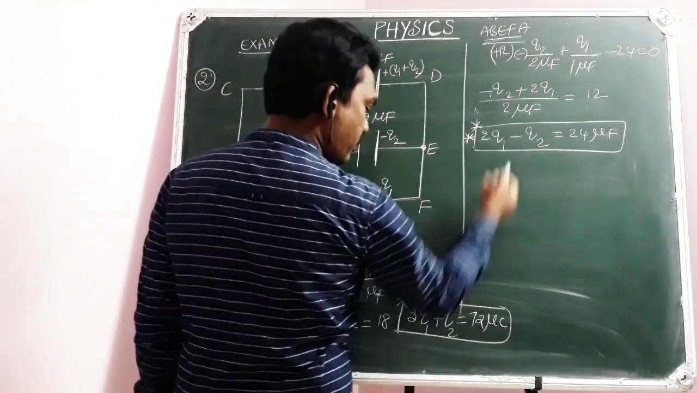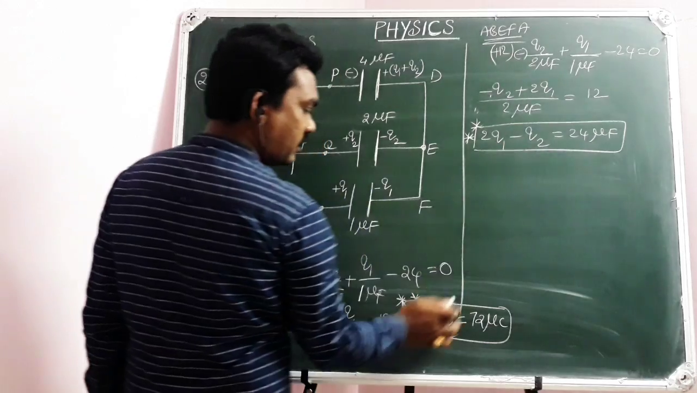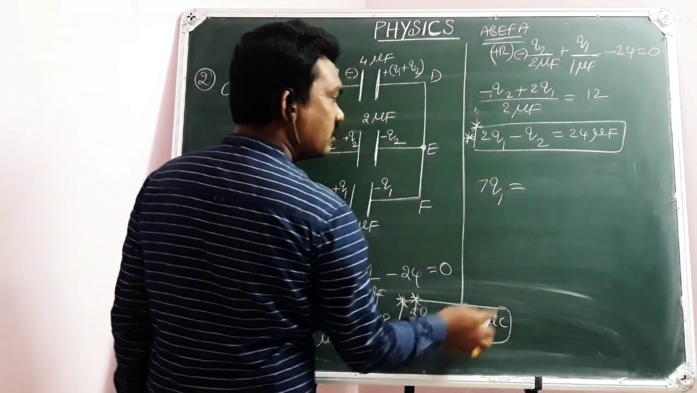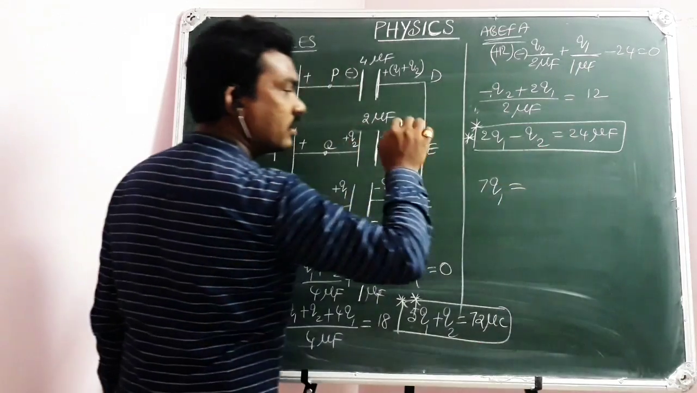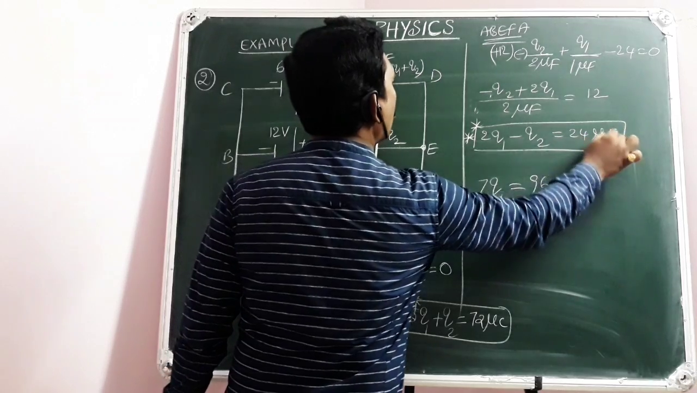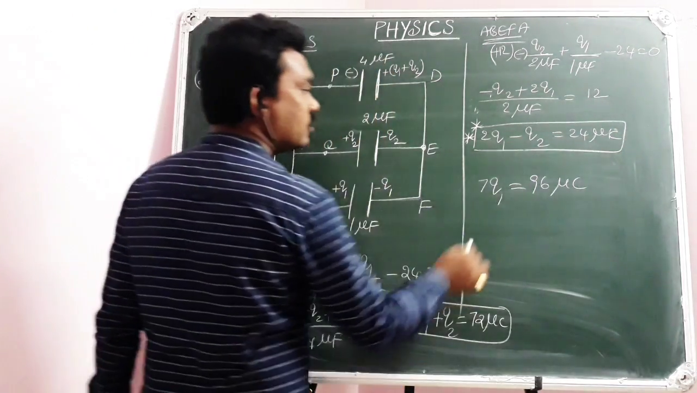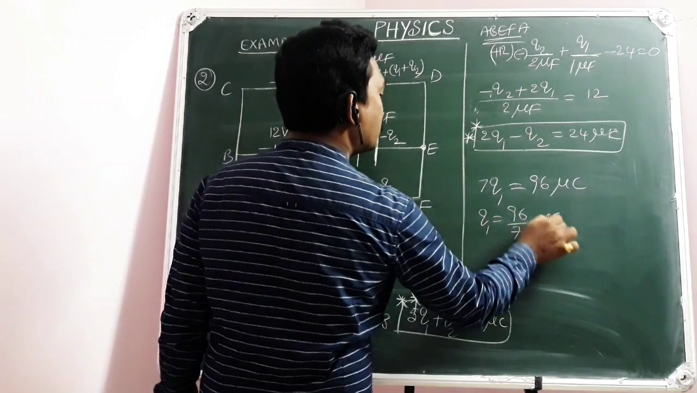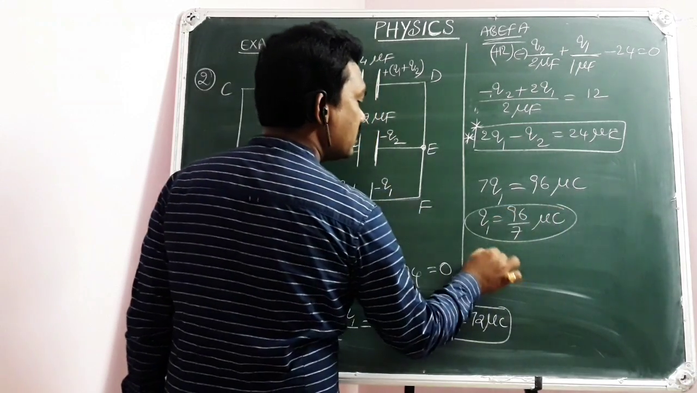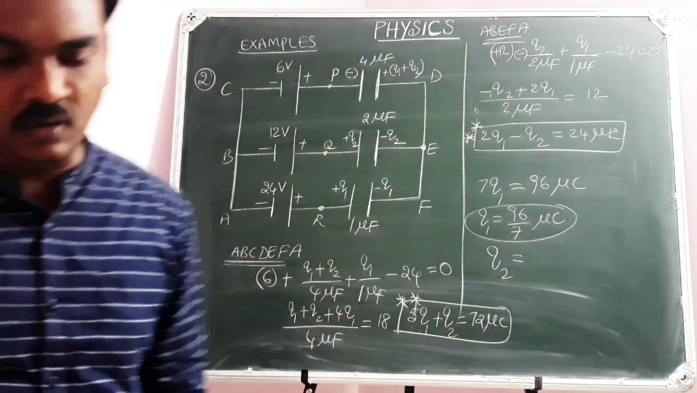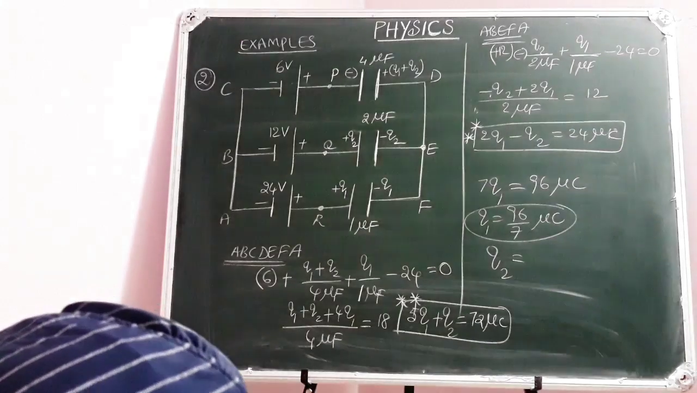How to solve? Add them. On adding, Q2 will get cancelled. Then 5Q1 plus 2Q1 will be 7Q1 is equal to 72 plus 24, 96 microcoulombs, don't forget. So that Q1 is equal to 96 by 7 microcoulombs. Then from this you can calculate Q2 also. Let me tell you the final answer of Q2 also, one minute.